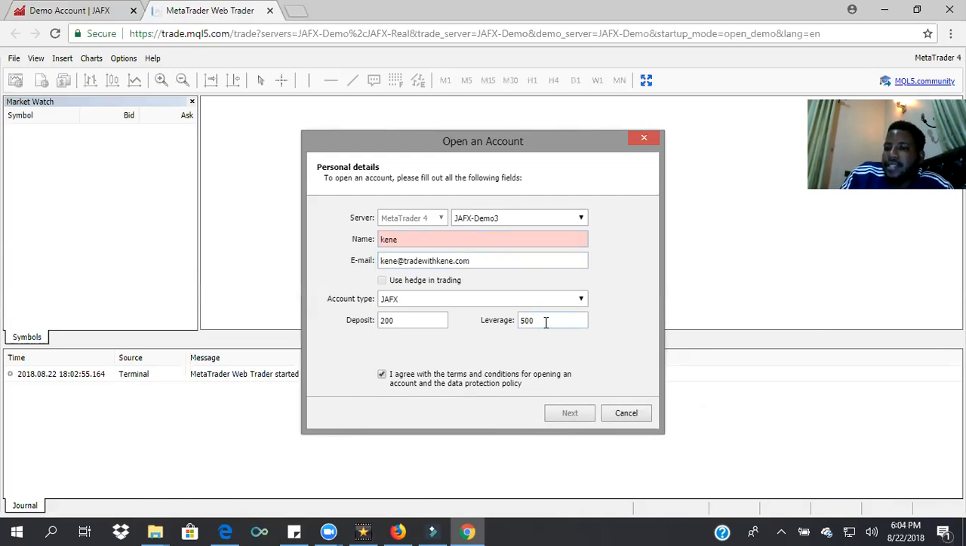And when you download it, you input your login and sign in. And then when you sign in, it's going to sign you into your demo account with a deposit of $200 for you to practice, right?